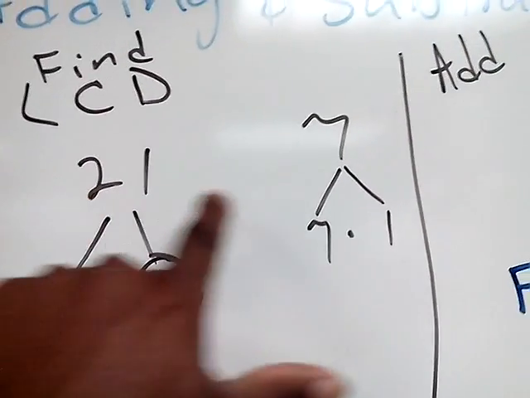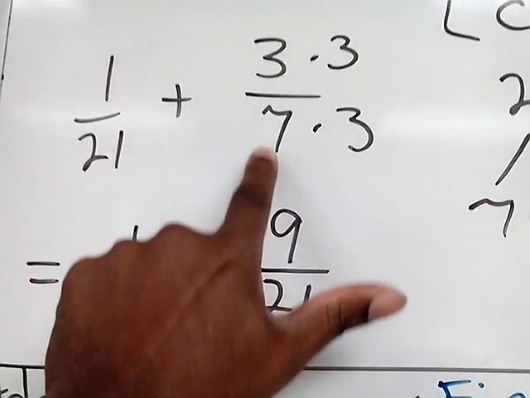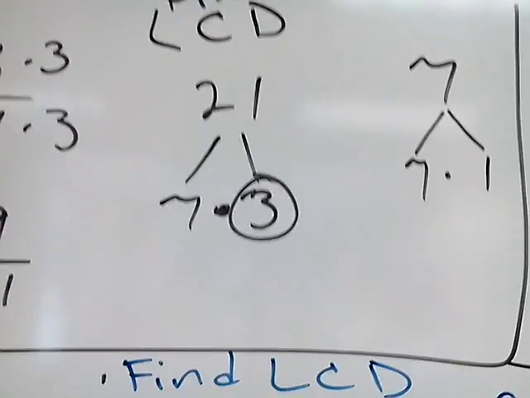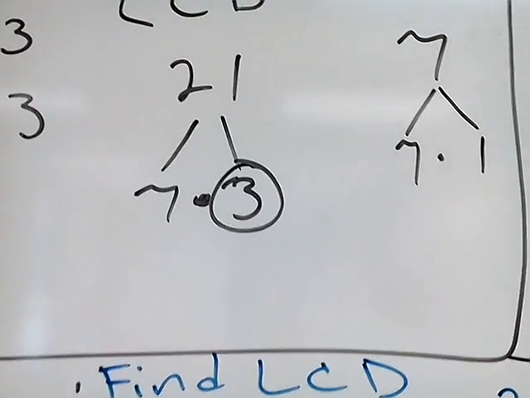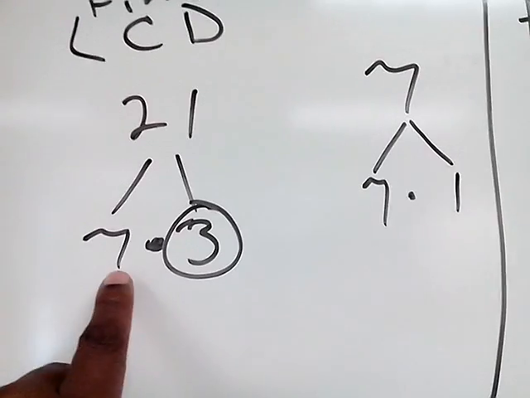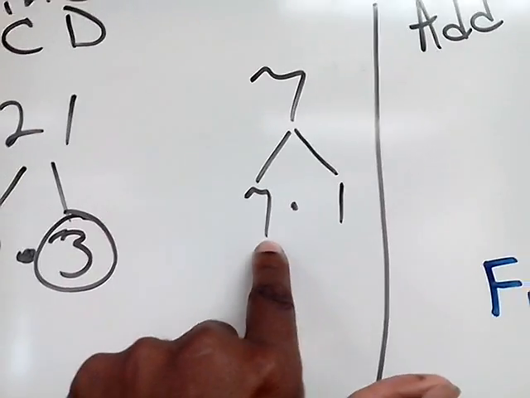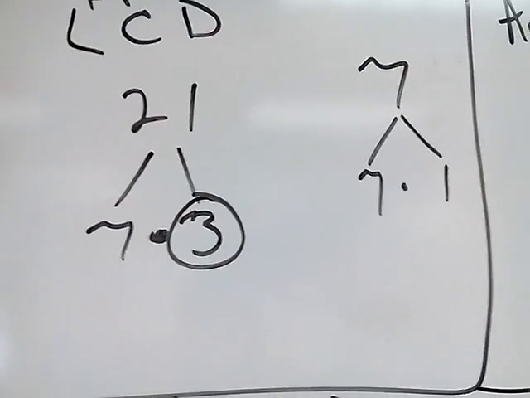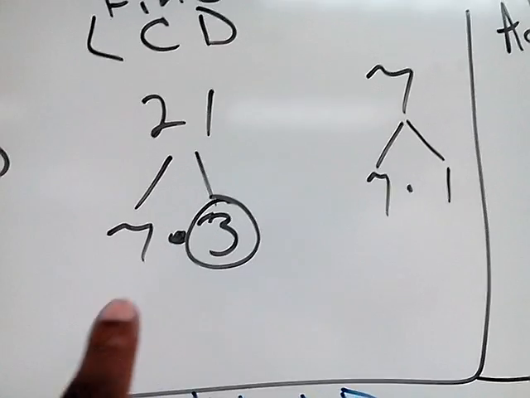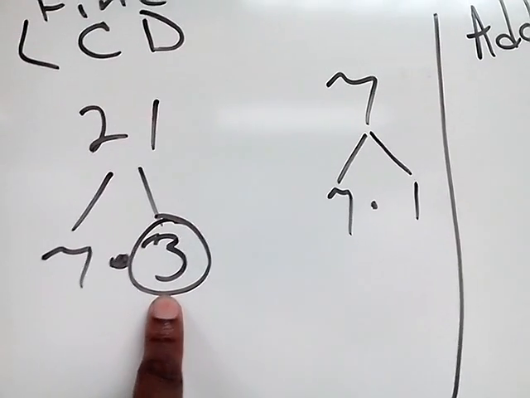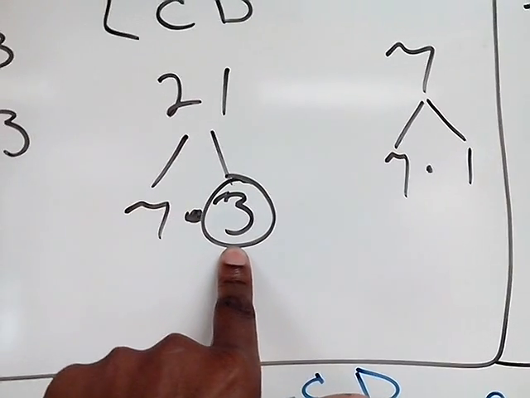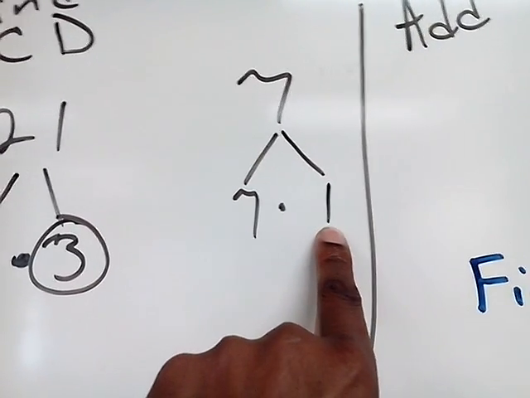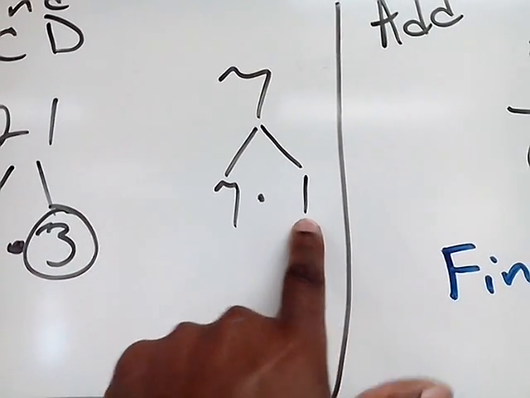We took 21 and 7, which were the original denominators, and factored them into primes. Here we have 7 times 3, and then 7 over here times 1. 7 is already a prime number. So we take the 3, which is in our 21 fraction, and also multiply it to the 7 so that we can get the common denominator.